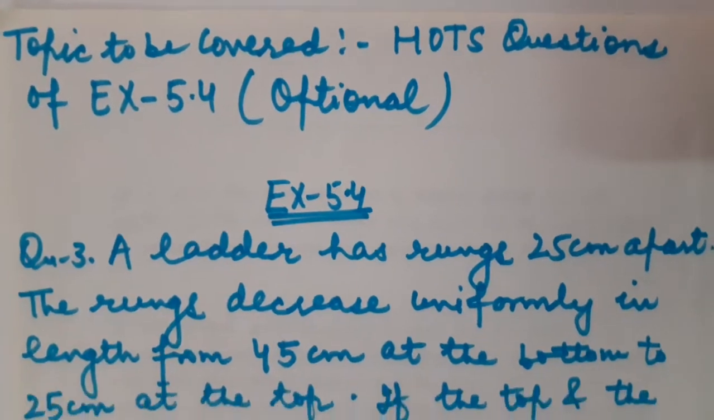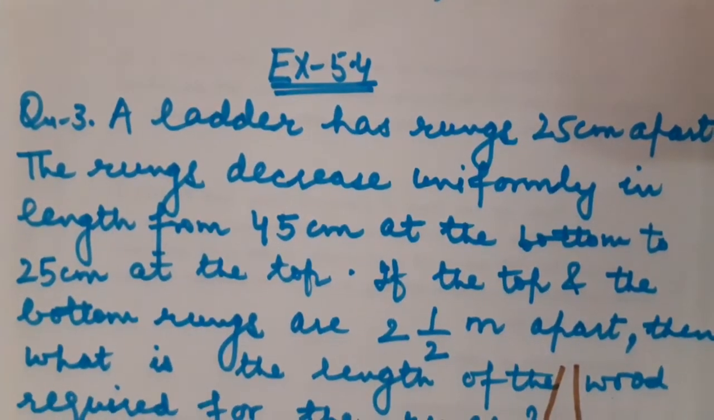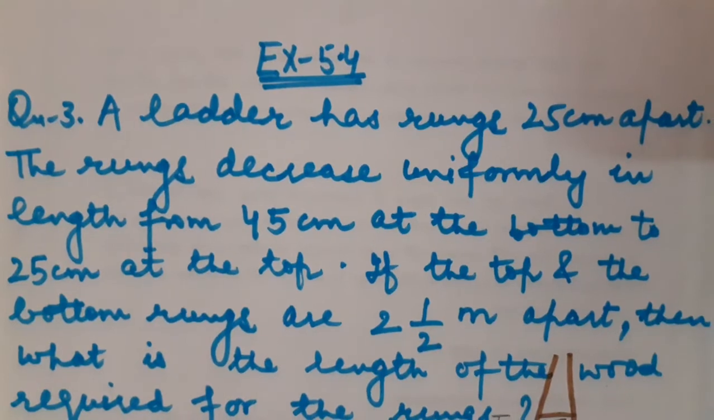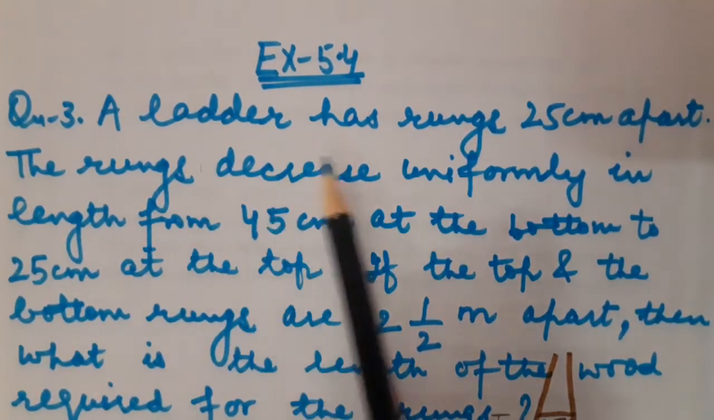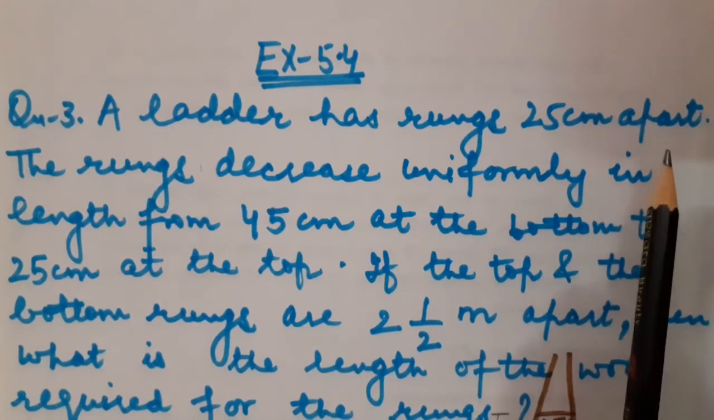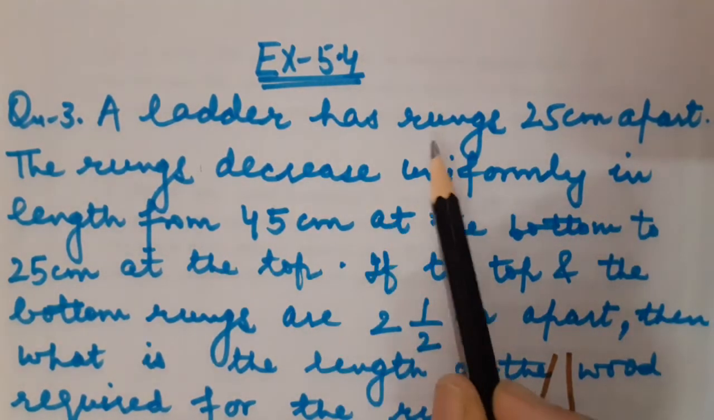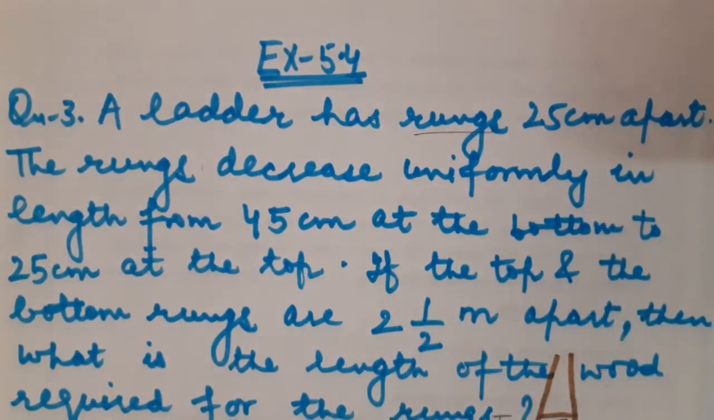Children, we have completed two questions which were HOTS. Now we are on the third question. Please be alert. This is question number 3. A ladder has rungs 25 centimeter apart. Now, when I read the very first line, the question came to my mind, what do you mean by rungs? Rungs is basically a horizontal support on a ladder for a person's foot.